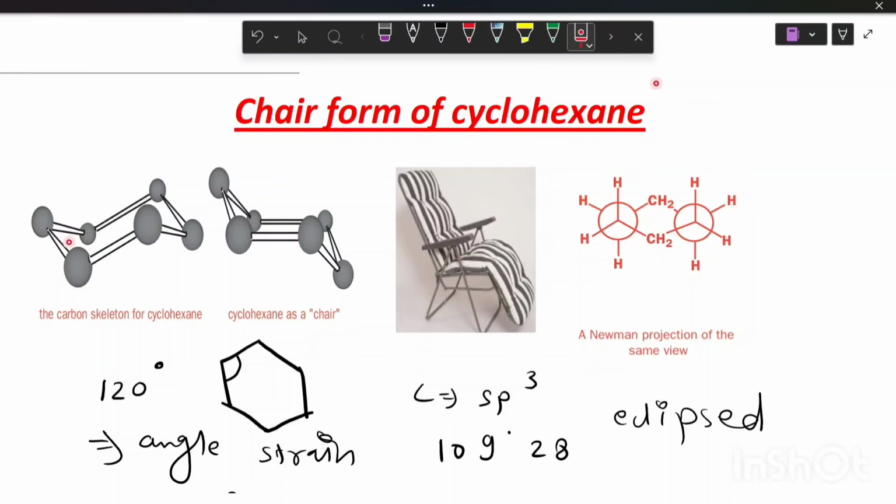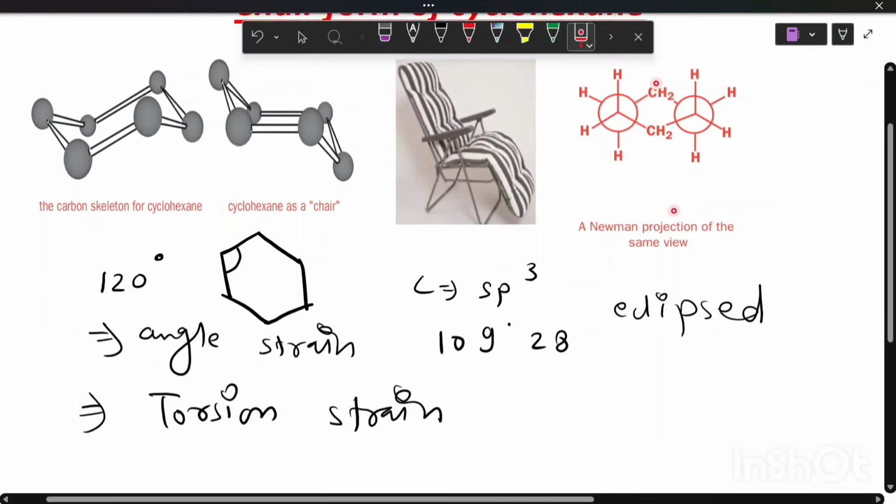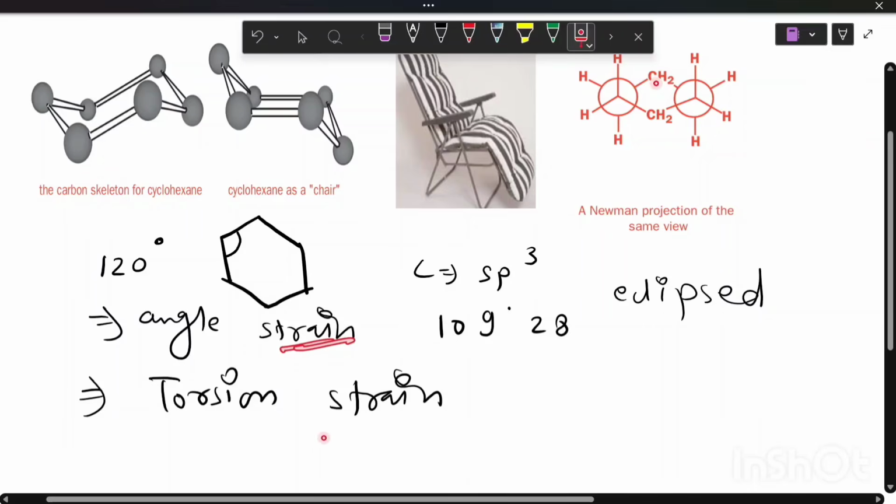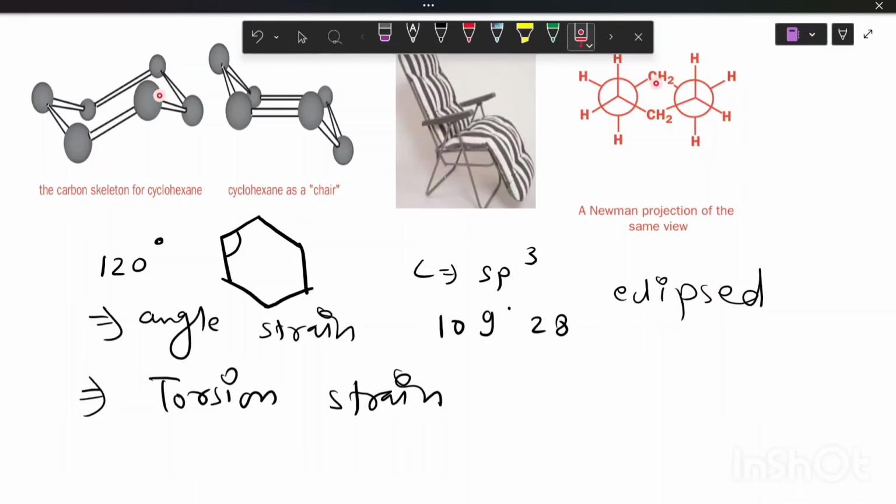There is no eclipsed conformer in the Newman projection. All the bonds are in a staggered manner. So both the strains, the first one is angle strain, the second one is torsional strain, both are removed in this chair form. So it won't exist like this, it exists in this chair form.